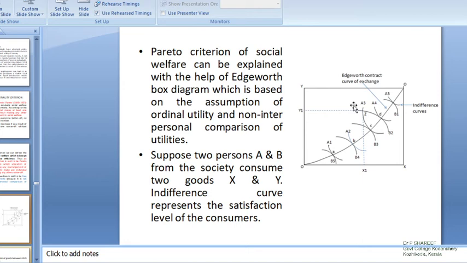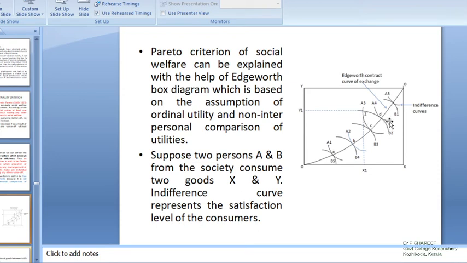It is an example of an inefficient point because through a rearrangement of resources, it is possible to move either to point C or to point D or in between C and D on the Edgeworth contract curve. While moving from Z to C, individual A remains on the same indifference curve A3, while the indifference curve of B now reaches a higher level, that is B3. That is, point C indicates individual A remains at the same level of satisfaction while B is better off.